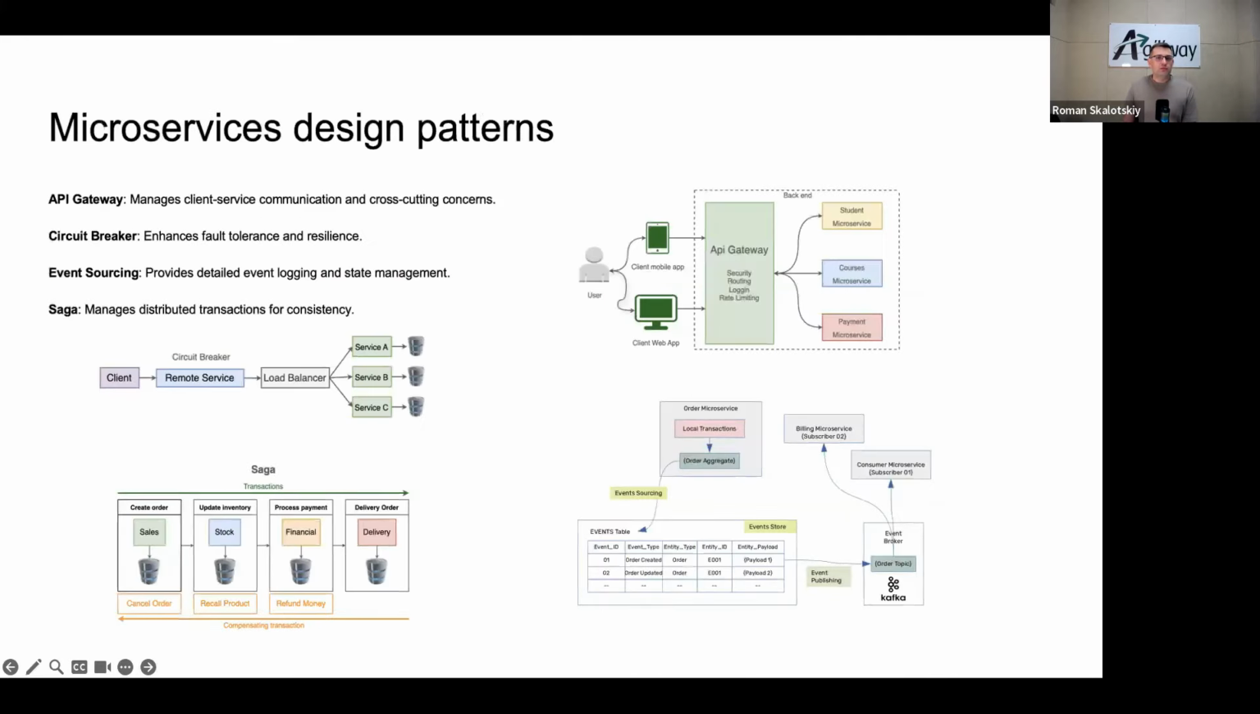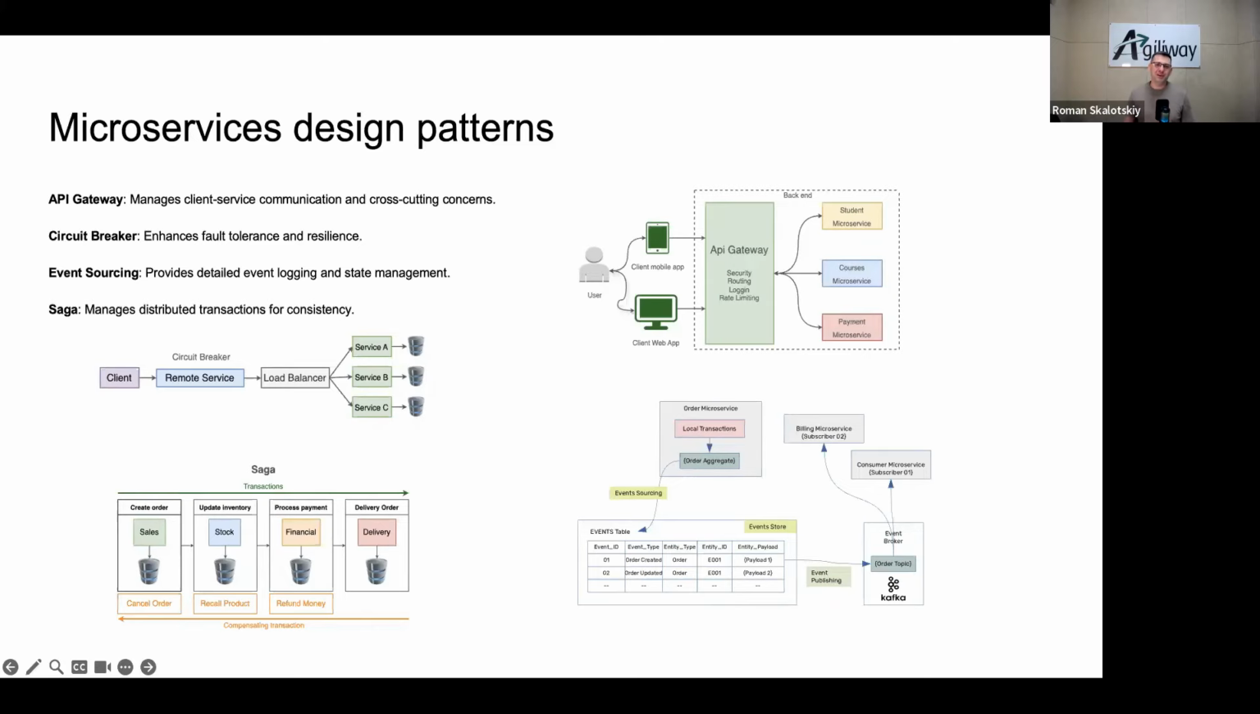So our last point is microservice design patterns. I'd like to tell you about it as I believe it is useful information for you, and it's rather a summary of everything that we have talked about.